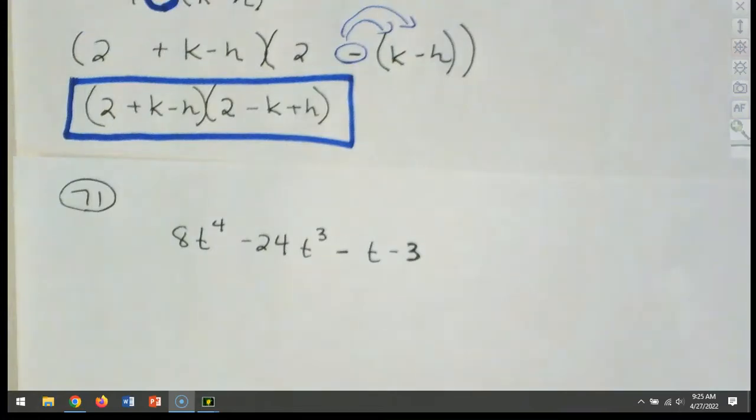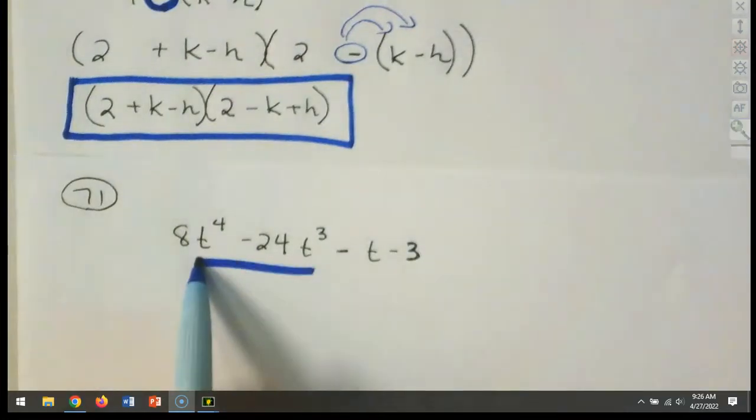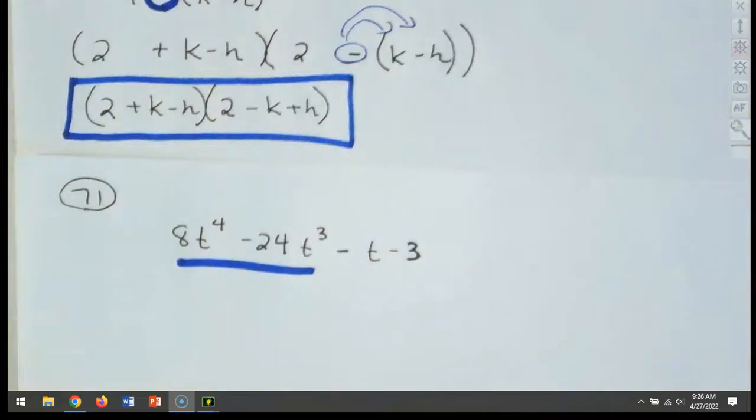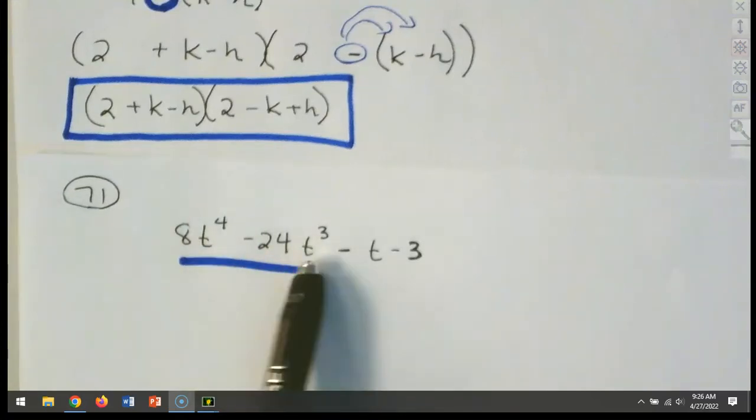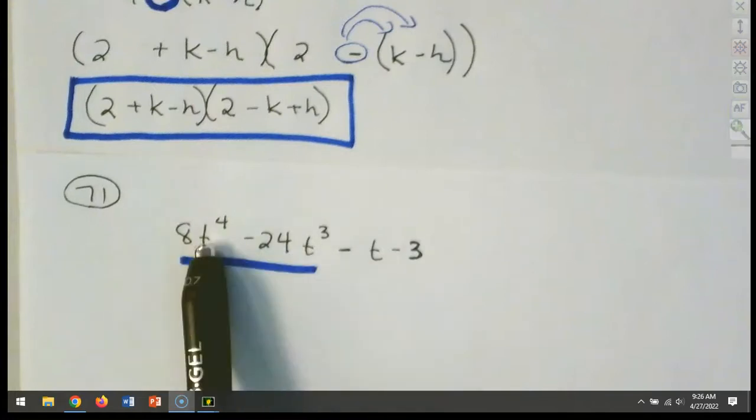Now, when we do factor by grouping with 4 terms, we either group it in groups of 3 or in groups of 2. Let's see if we go back and we think about these grouped together, because I want you to kind of think about looking ahead. What would happen if I took the t cubed and the 8 out?